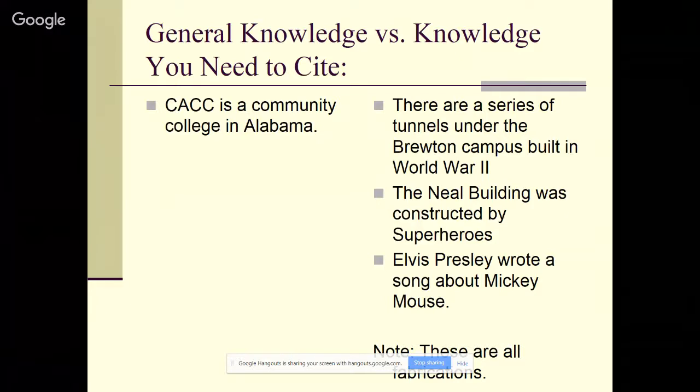So here's some examples of stuff that's general knowledge versus something you'd have to cite. For your audience, Coastal Alabama is a community college in Alabama. Okay, that's something your audience is going to know. Now, if I were to say in a paper there are a series of tunnels under the Bruton campus built in World War II, the Neal building on the Bruton campus was constructed by superheroes, or Elvis Presley wrote a song about Mickey Mouse. As far as I know, these are all fabrications, but these are examples of specialized knowledge that you would have to cite for your audience.